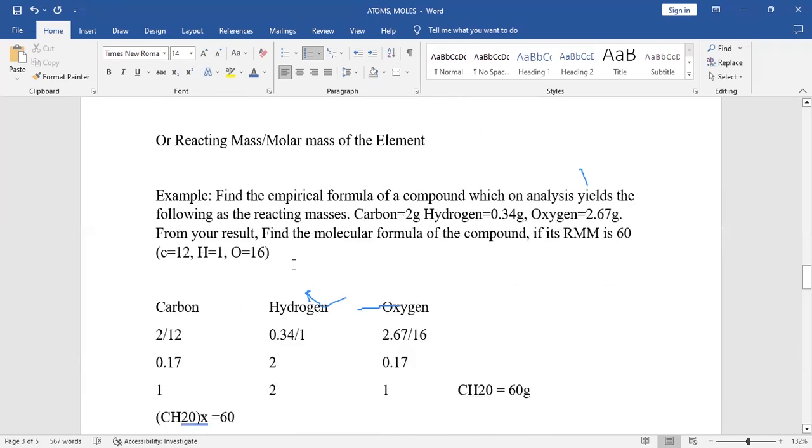I want you to check up on the laws of chemical combination. They are very easy. The first one is the law of conservation of mass, which states that matter is neither created nor destroyed during a chemical reaction, but changes from one form to another. There are three more for you to check out.